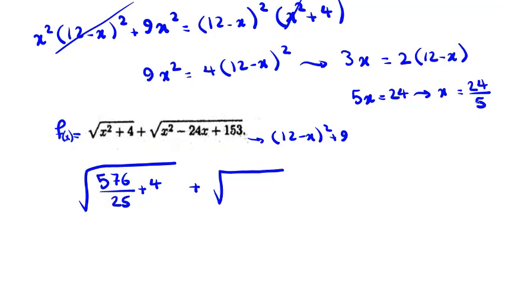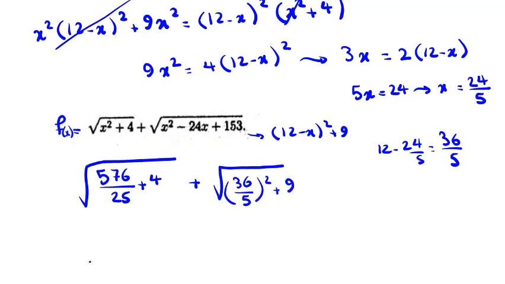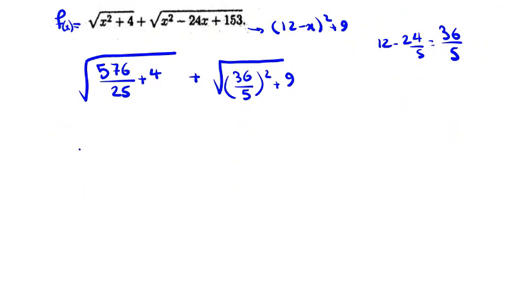We can say, okay, 12 minus x is 24 over 5. It's 60. 60 minus 24 is 36. 36 over 5. So it will be 36 over 5 squared plus 9. Now we want to simplify. It will be what? 4 times 25 will be 100. 100 plus 576 will be 676. It will be 26 over square root of 25, which is 5.